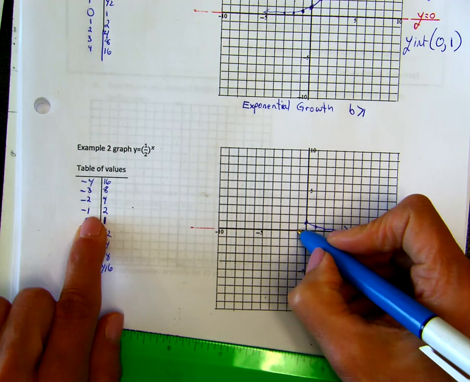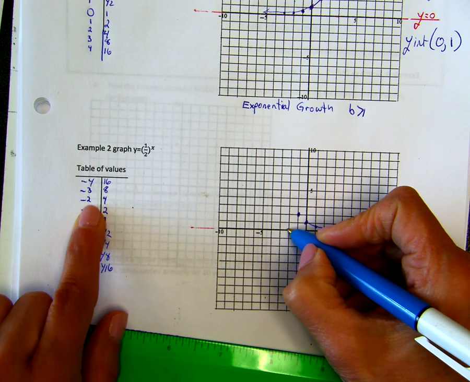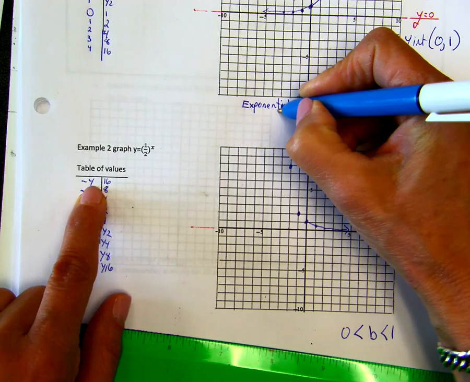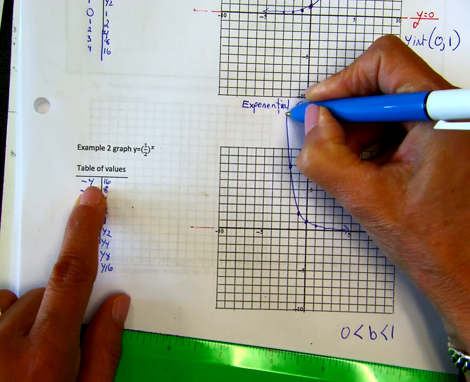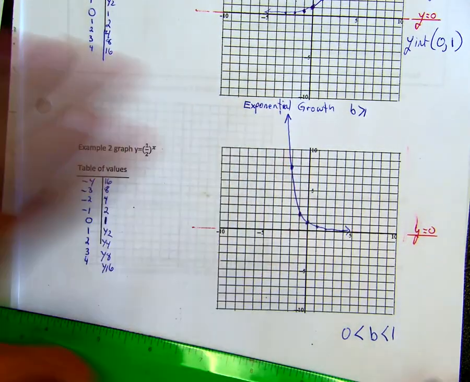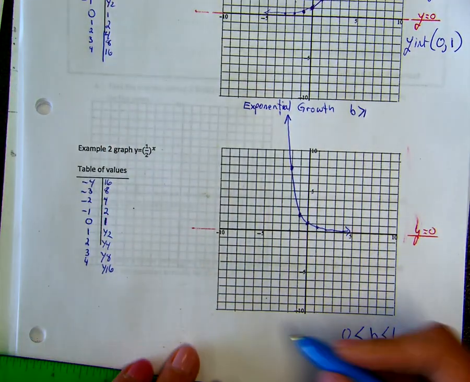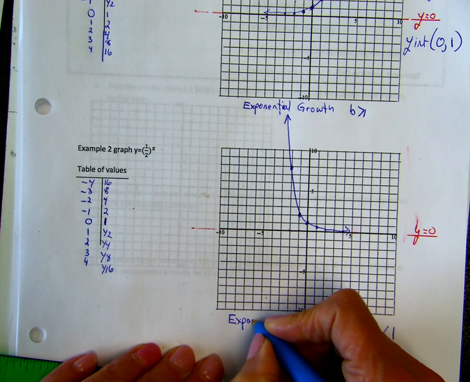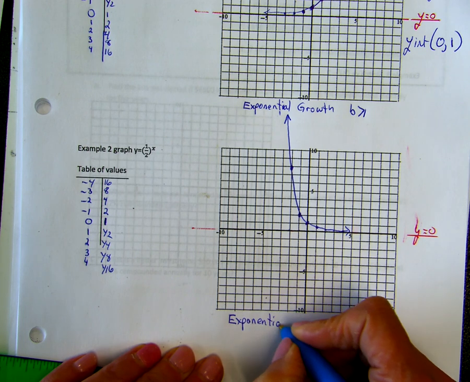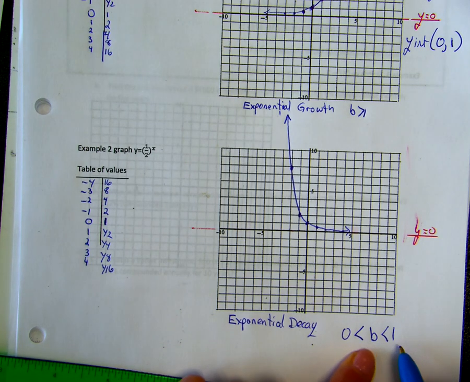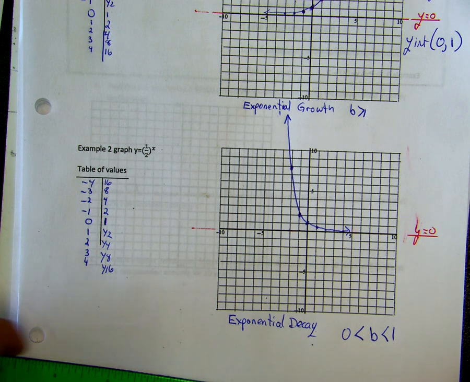If x is -1, y is 2. If x is -3, y is 8. If x is -4, y is way up there. And when our function decreases as we move from left to right, then we call this exponential decay. You get exponential decay when your base is a positive proper fraction, a number between 0 and 1.